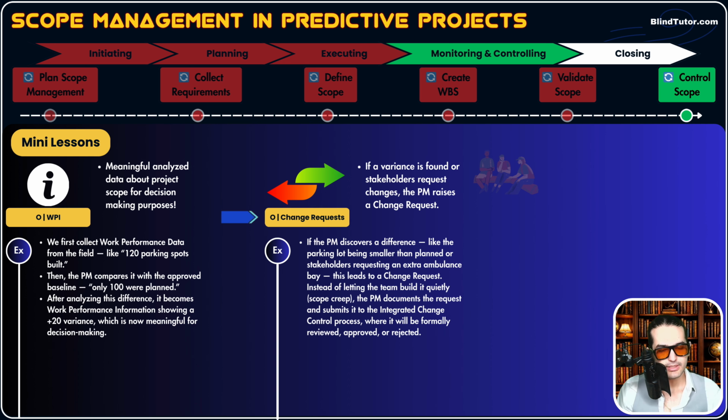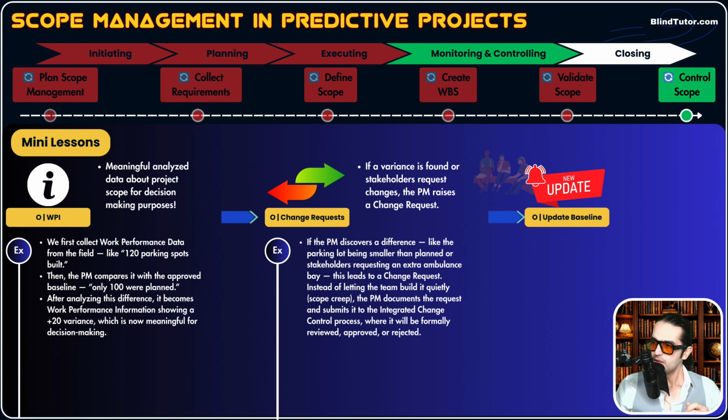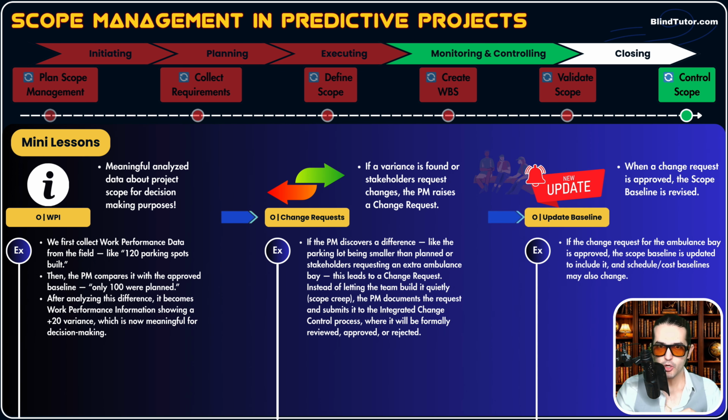And the last output is updating some documents. Now imagine this, guys. We have a scope baseline. It says 500 parking lots. Our actual data shows that the team has built only 450 parking lots. You as a PM notice this deviation, this variance. What do you do? You take corrective actions. You raise a change request. You submit a request to the CCB and say, hey, we are missing 50 parking spaces. Approve this, the team will build it.